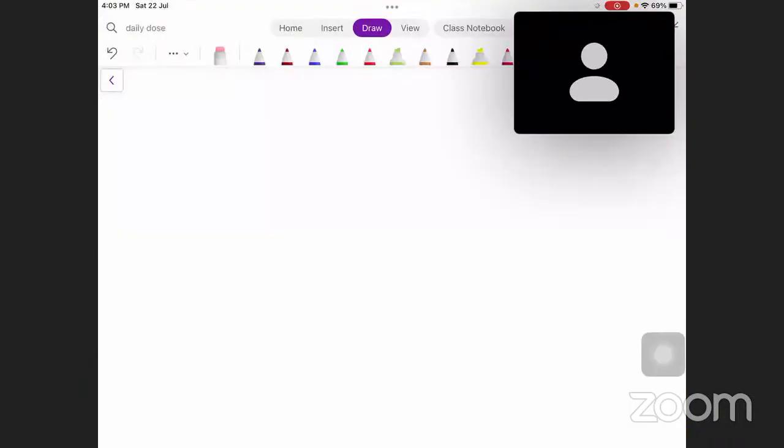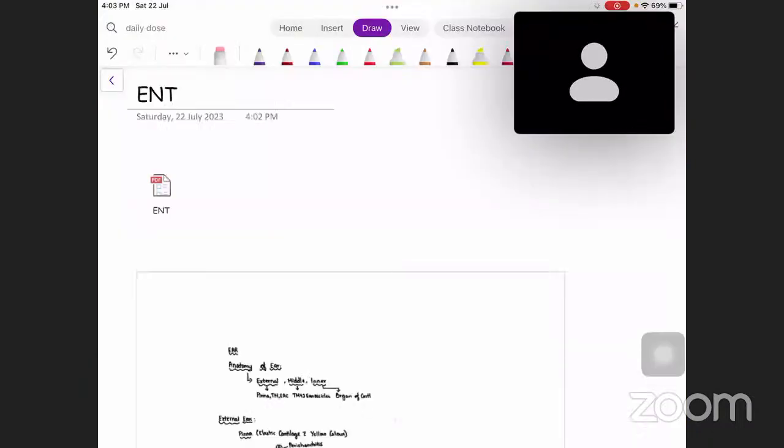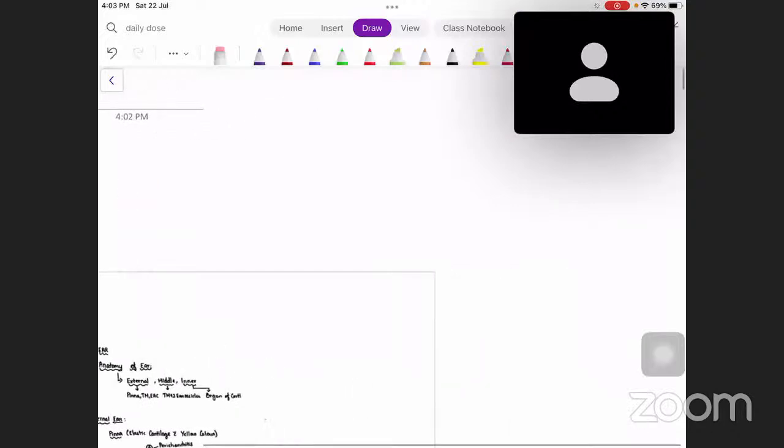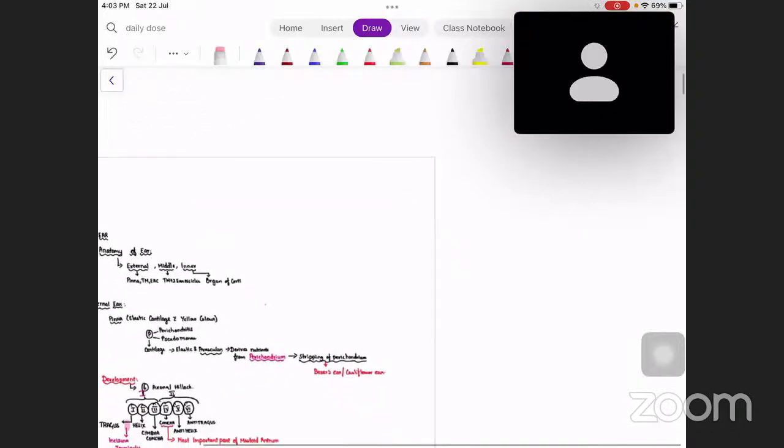Speaking of ENT, we are going to start with ENT. The high yield areas in ENT, where we used to call the important things, is your anatomy and physiology of ENT. Anatomy and the physiology of ENT are very, very high yield areas.